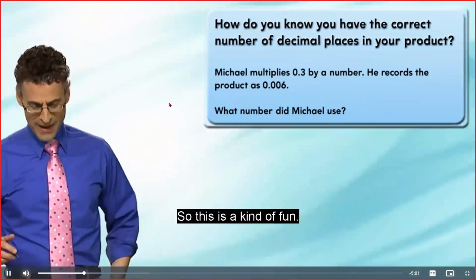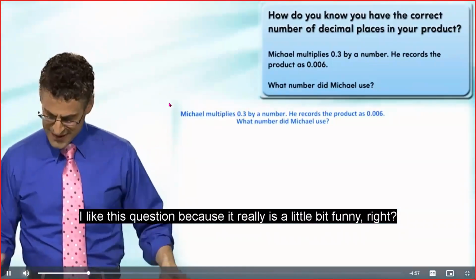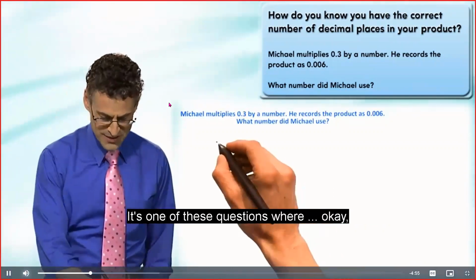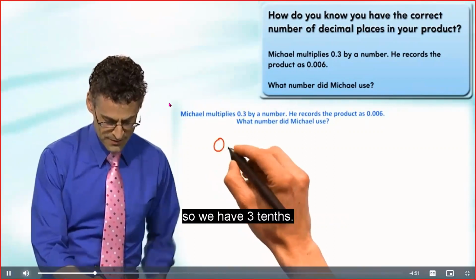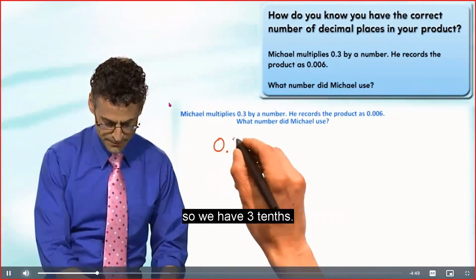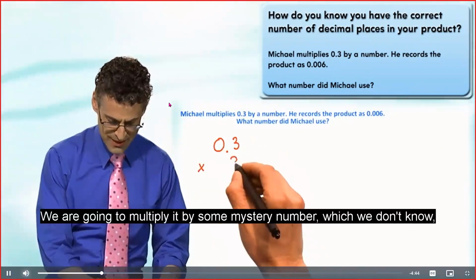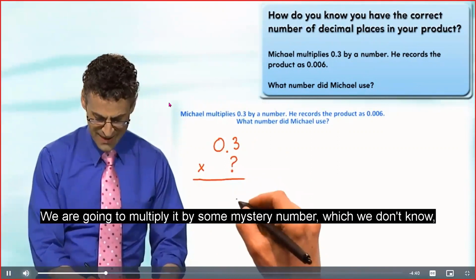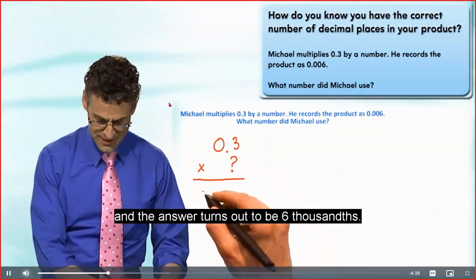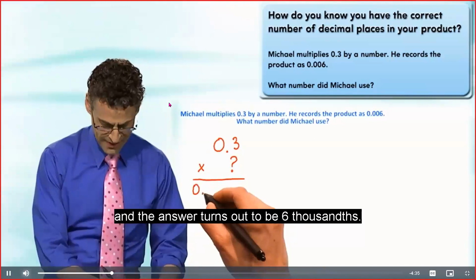So this is kind of fun. I like this question because it really is a little bit funny, right? It's one of these questions where, okay, so we have 3/10. We're going to multiply it by some mystery number, which we don't know. And the answer turns out to be 6/1000. And that looks like this.